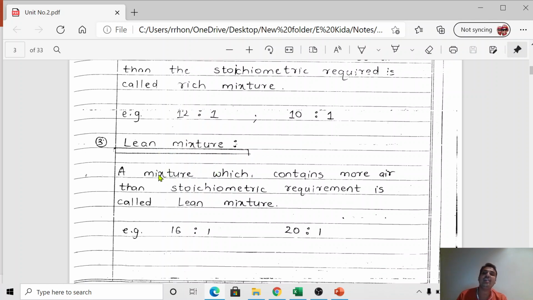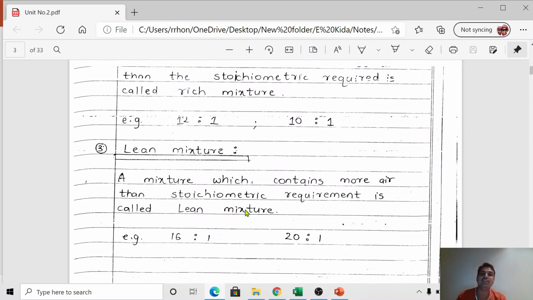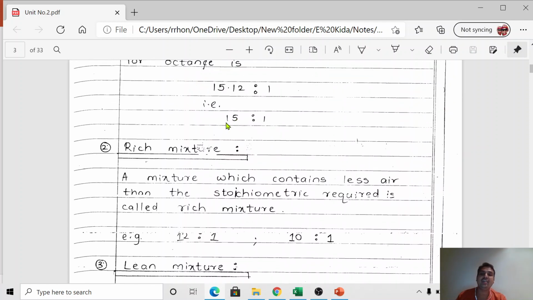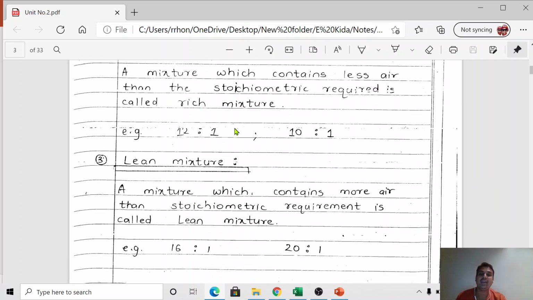A lean mixture is nothing but a mixture which contains more air than the stoichiometric requirement. As we just saw, the stoichiometric requirement is 15. If the amount of air is more than 15 kg, then it comes under the lean mixture. That is 16, 17, 18, 19, 20 to 1, which is called a lean mixture.